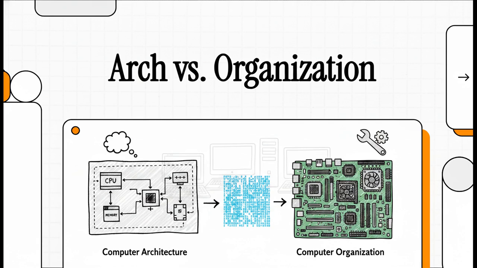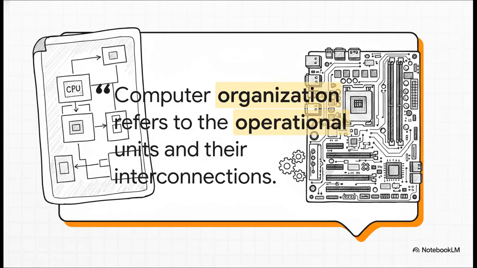We're going to unscramble the matrix to really separate the logical blueprint of a machine from the physical bricks used to build it. Look, to understand why this matters, we kind of have to acknowledge the core confusion first.